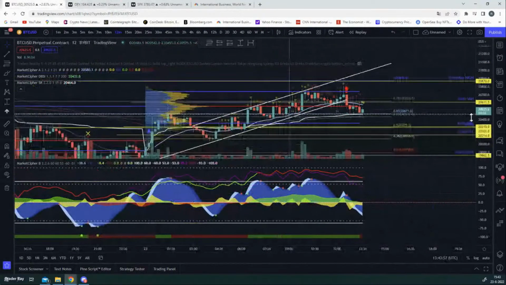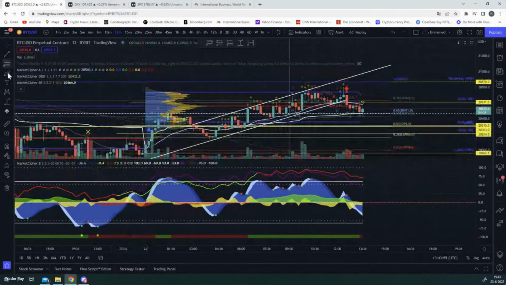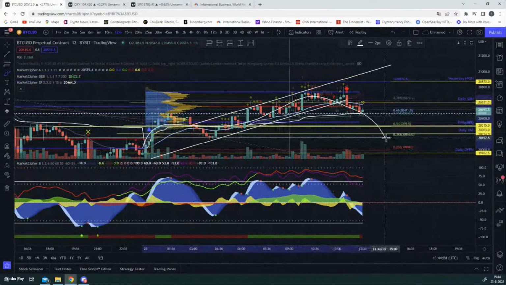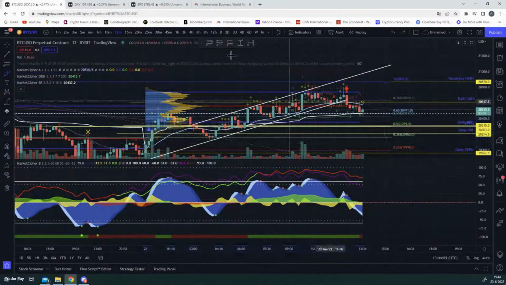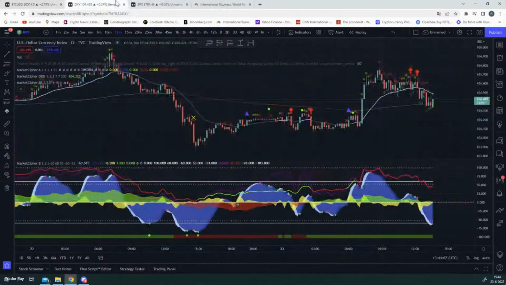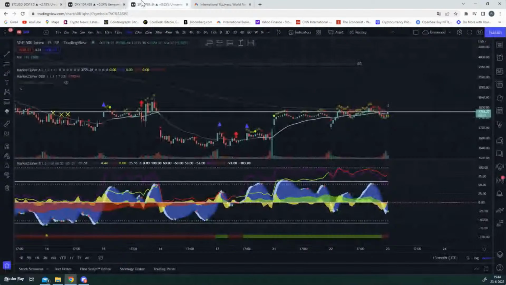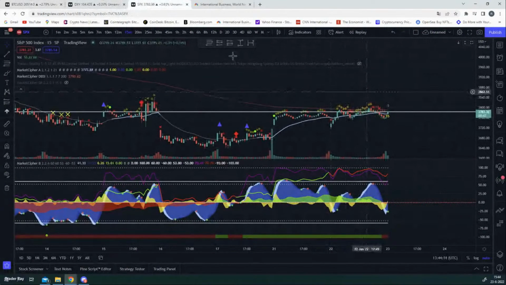Nah, not really. You could maybe say here, bit of a pump up. And now this also looks like it wants to roll over. You see that? That's weird. Weird action compared to the dollar index. S&P, what are we doing? Still fighting here with that support resistance.